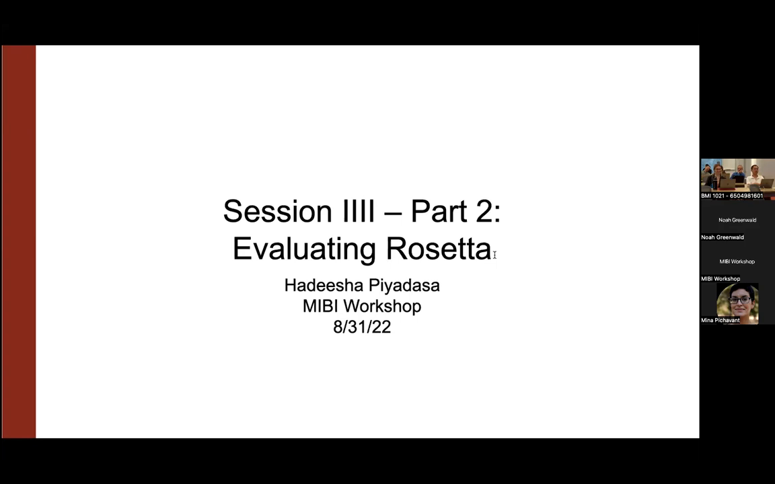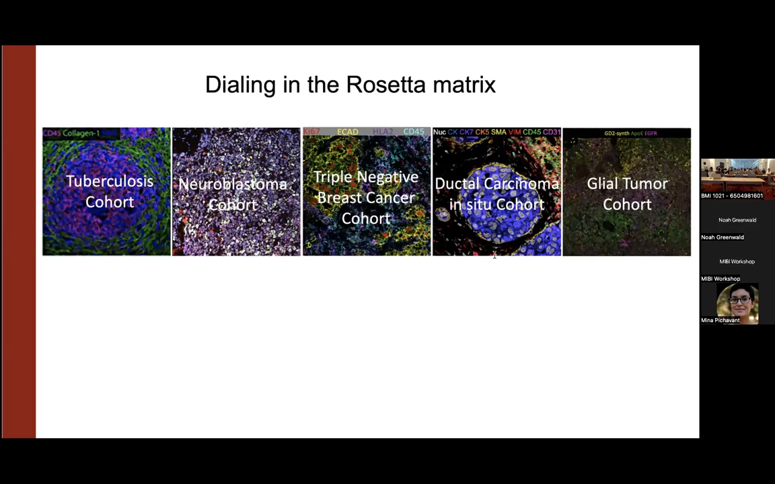As the virtual Erin said, I will be doing the second part of the session where we'll be looking at how to evaluate some of the Rosetta compensated images. And I think you'll hear me echoing a lot of the thoughts and answers that were given on the questions for the first part. So let's get into it.